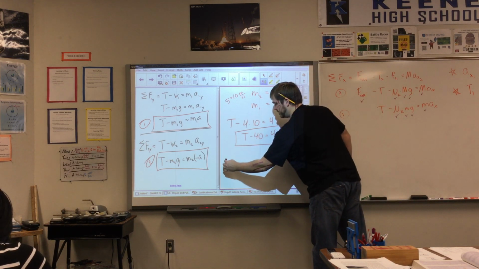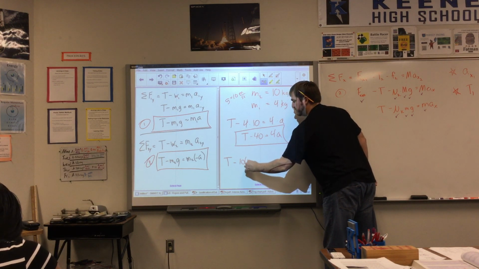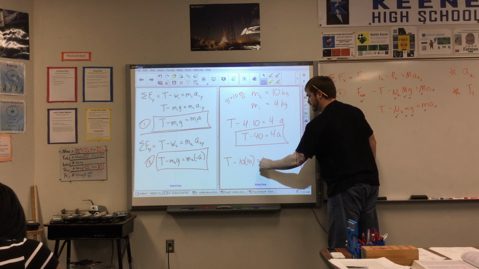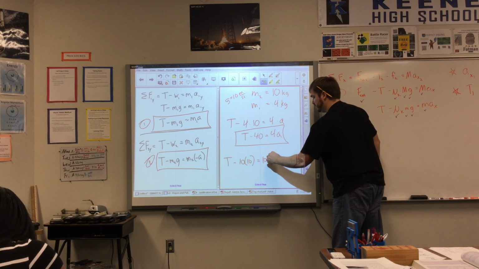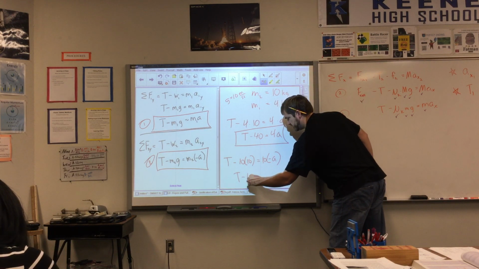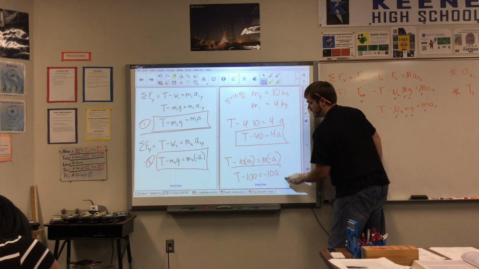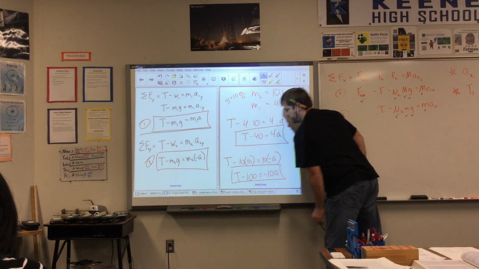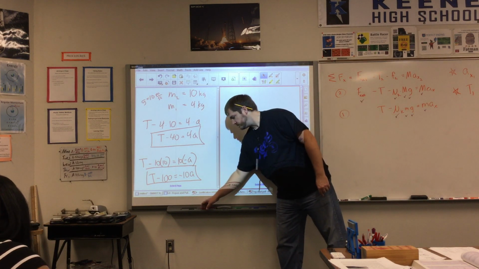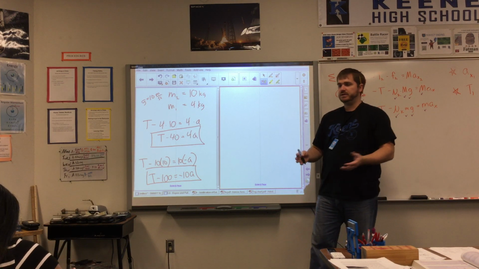My second equation: T minus mass 2, 10 times 10, equals 10 times negative a. So T minus 100 equals negative 10a. I have enough information, I can solve for everything. I can solve for the tension, I can solve for the acceleration.